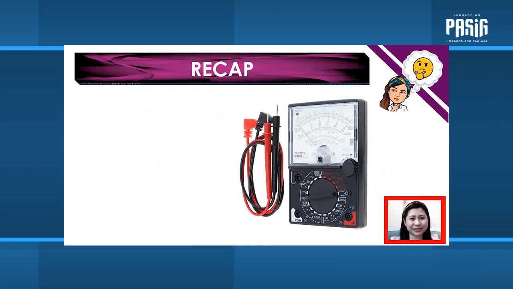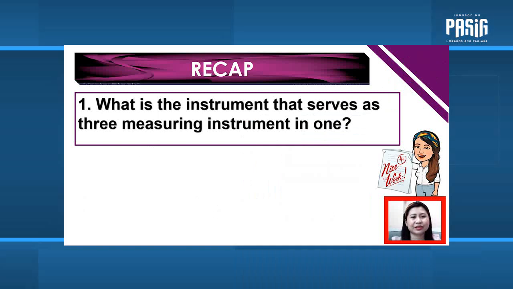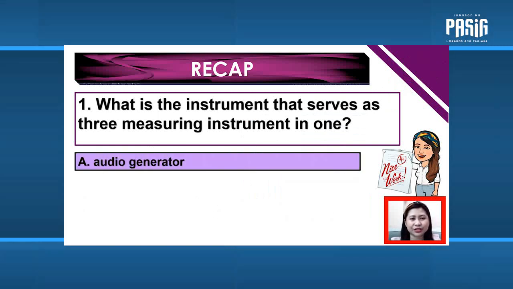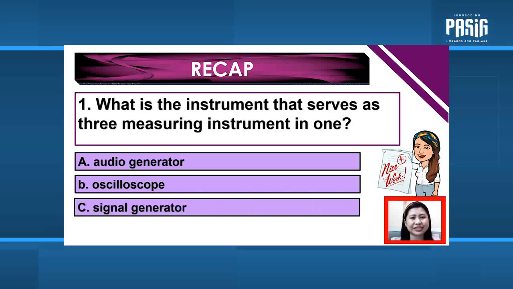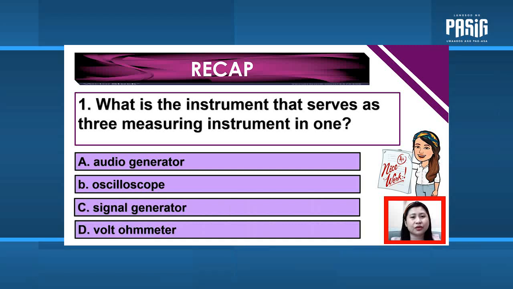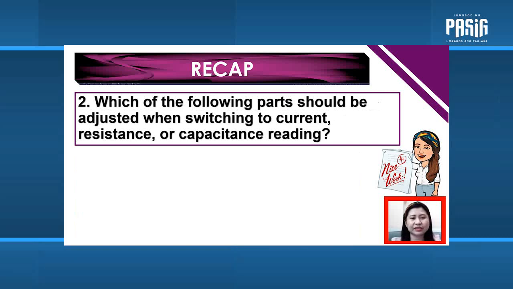Before we proceed with our today's lesson, let's have a recap of your lecture on maintenance of measuring instruments. Choose the letter of the best correct answer. Number 1. What is the instrument that serves as a 3 measuring instrument in one? A. Audio generator. B. Oscilloscope. C. Signal generator. Or D. Voltmeter.